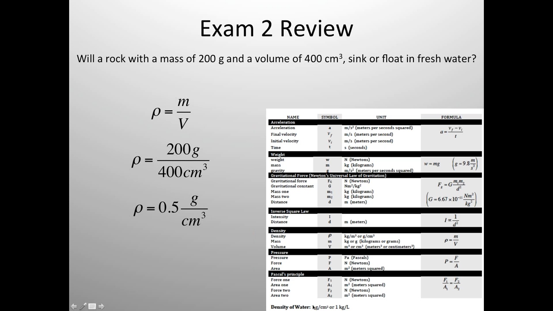So what we want to compare this to is the density of water. The density of water is pretty easy to remember, but if you don't remember, we give it to you on your equation sheet. It is just 1 gram per cubic centimeter. So since this rock has a density that is less than 1 gram per centimeters cubed, then it will float in fresh water.